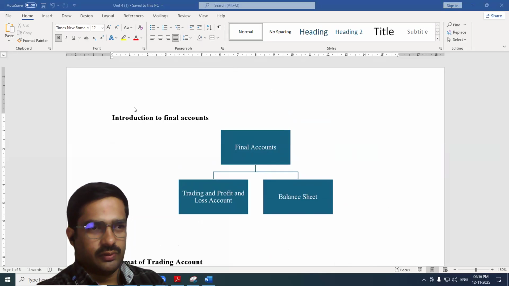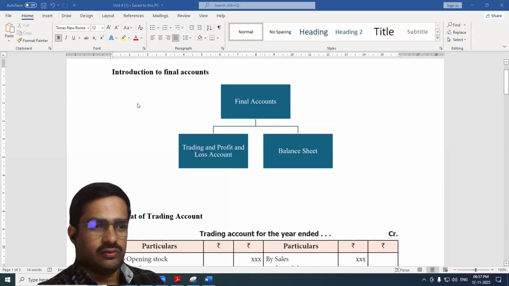The main purpose of preparing the final accounts is to know the position, whether in terms of gross profit or net profit from your business, and to know the financial position of the company, the proprietor. So in the final accounts, usually there are two accounts, one is the trading and P&L account, and another one is the balance sheet. I'm going to discuss the format of the trading account.